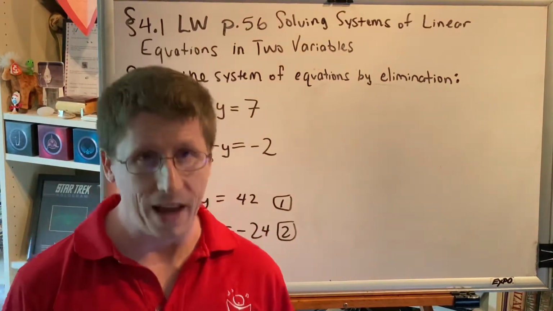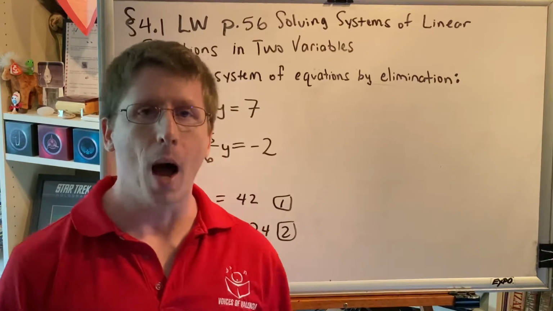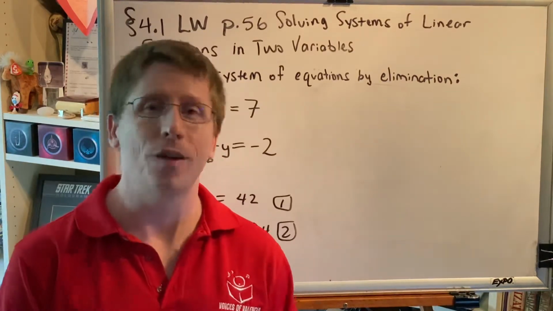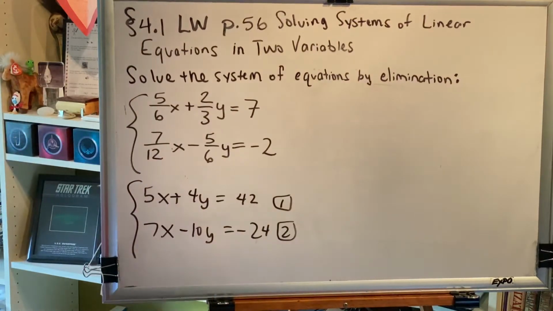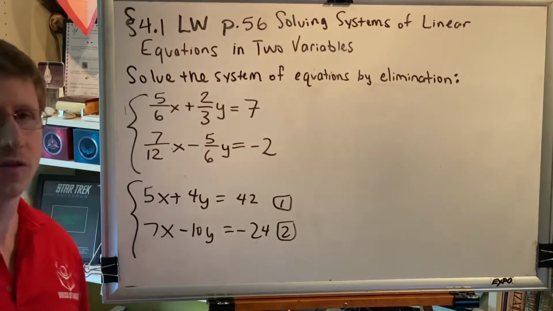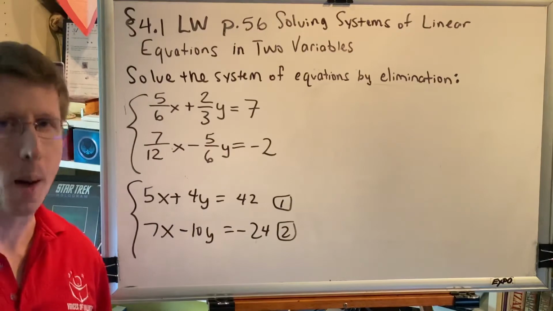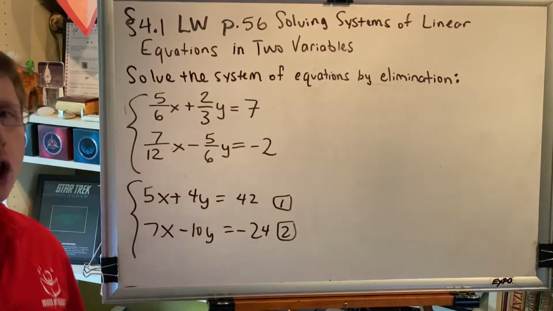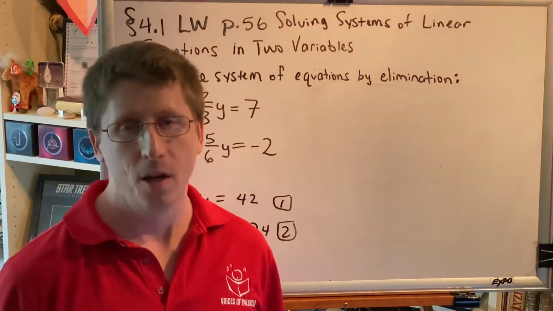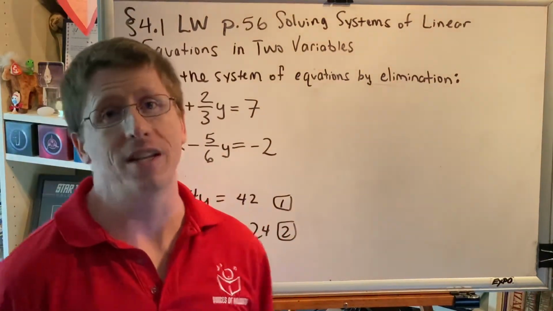We want to create opposites. Opposites have the same number but different signs. So if we look at our variables here and we ask ourselves, which of these variables is the closest to being opposites, we would conclude that the y-like terms are the closest to being opposites, because at least their signs are already different.